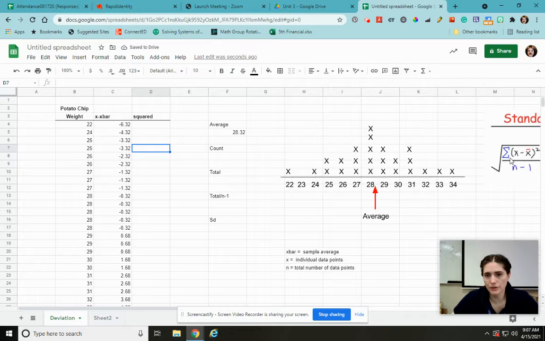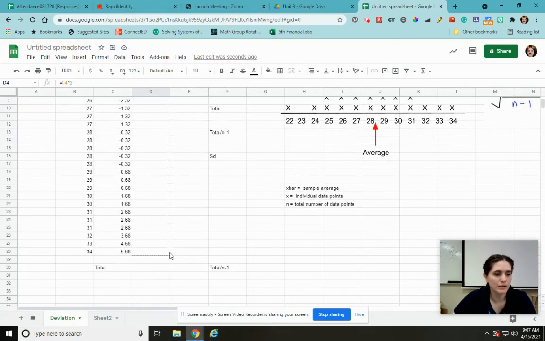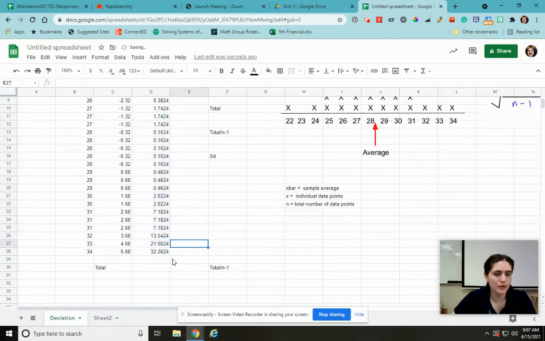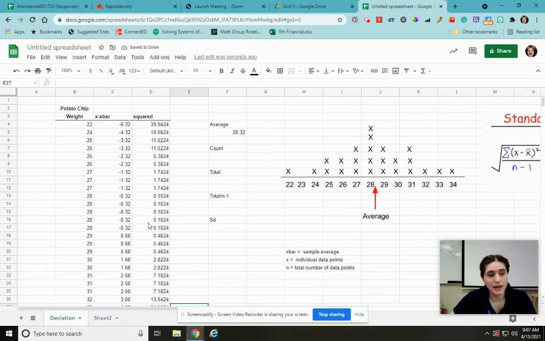The next thing I want to do, we're moving out, right? So we did this inner part. Now we have to square it. So we take this and we go equals this one, raised to the power, which is shift and 6. Ta-da. Then I'm going to drag it, go to the right, bottom right corner till it turns into a plus sign, drag it all the way down. Ta-da. Okay. So notice these are now positive. That's the whole point of squaring it.